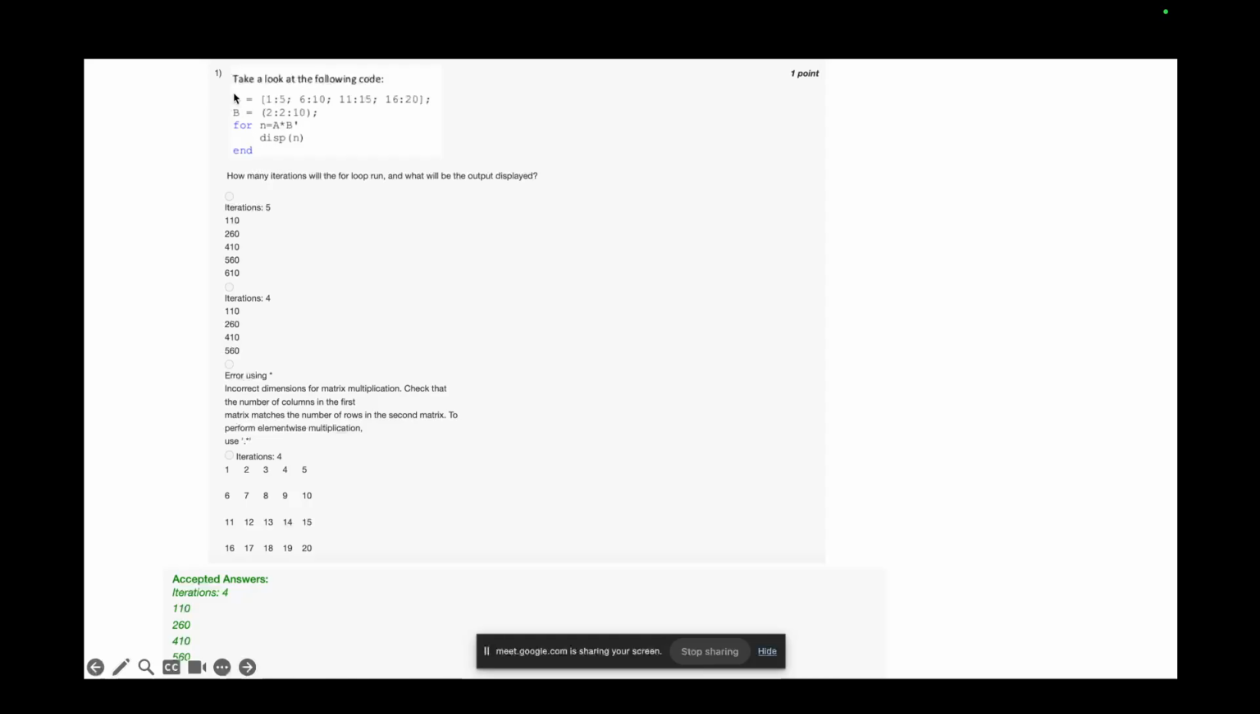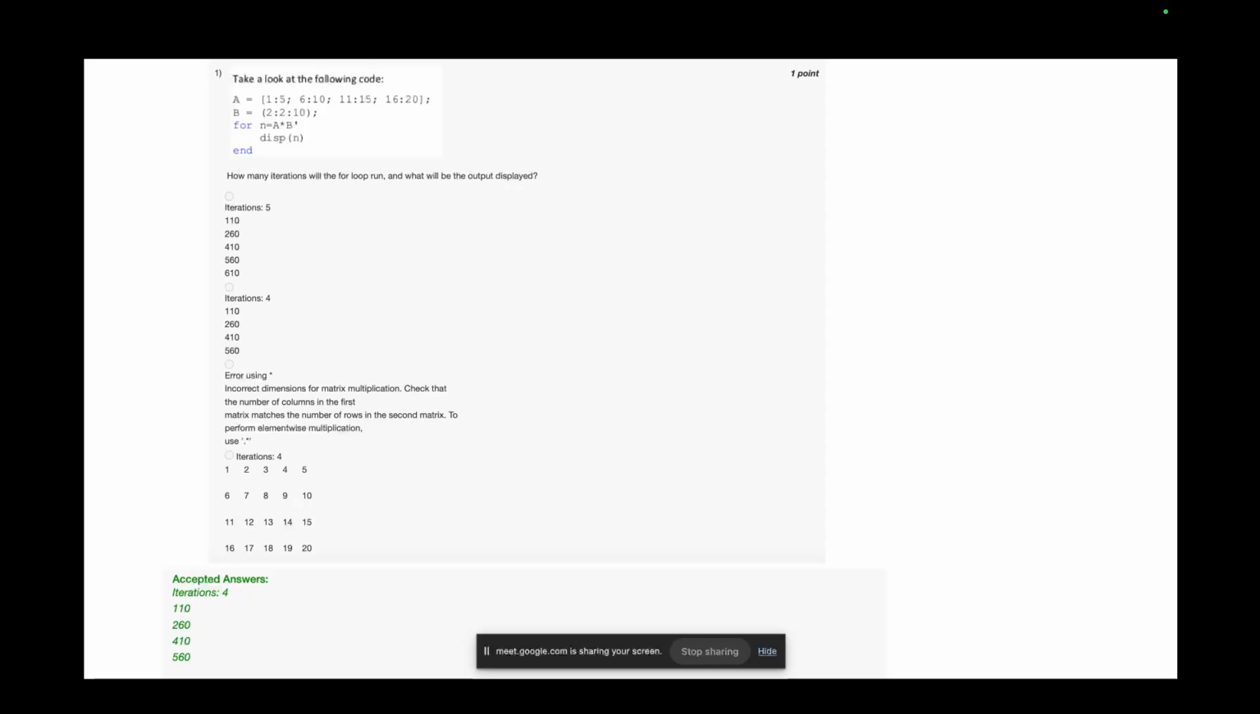So your A matrix, what it means is, when it gives a semicolon, 1 to 5 is the first row, 6 to 10 is the second row, 11 to 15 is the third, and 16 to 20 is the fourth. So your matrix is a 4 by 5 matrix. In the first row, it's 1, 2, 3, 4, 5. Second row, 6, 7, 8, 9, 10. Then third row 11, 12, 13, 14, 15, and fourth 16, 17, 18, 19, 20. So this is your A matrix.